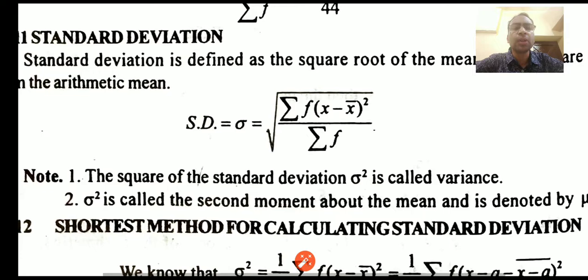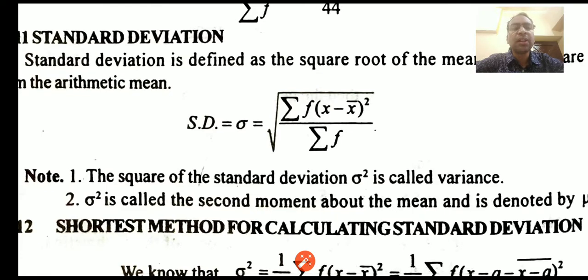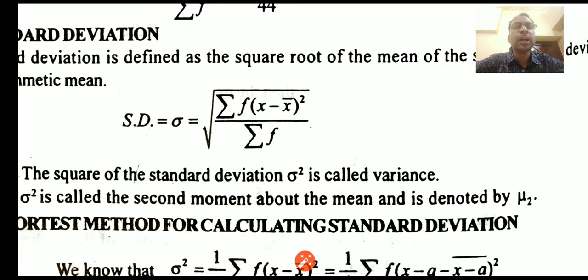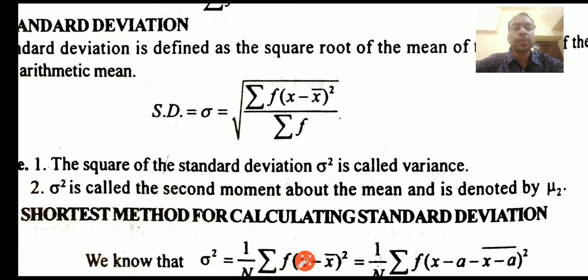Here two things are to be noted. One, the square of the standard deviation, sigma square, is called the variance, and sigma square, that is the variance, is also known as the second moment about the mean and is denoted by mu, right? So this is the second moment about the mean.